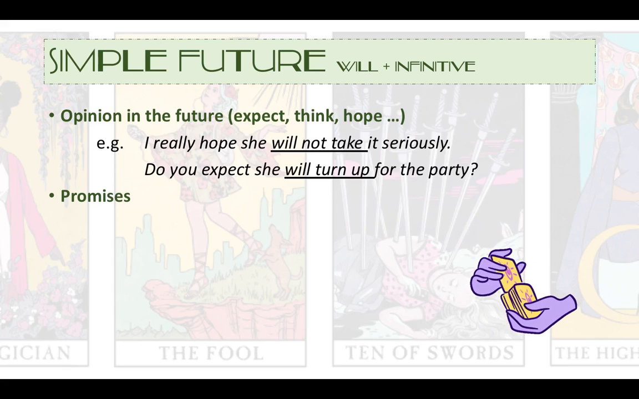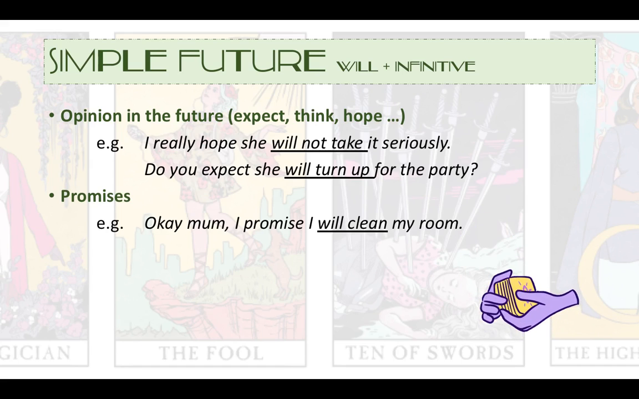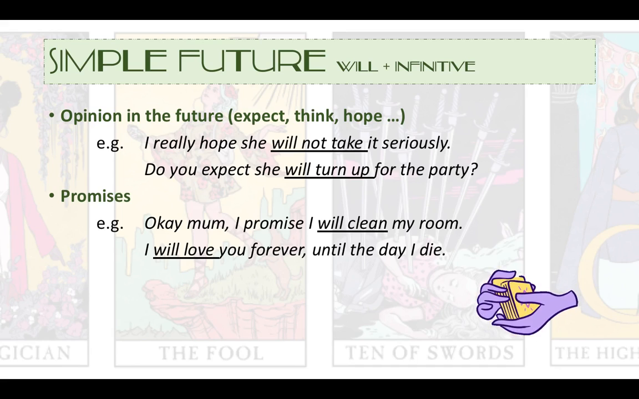Lastly, if you want to make a promise about something that you will certainly do for somebody else in the future, you also use the simple future. The eternal promise, okay mom, I promise I will clean my room, is, for example, also expressed in the simple future.